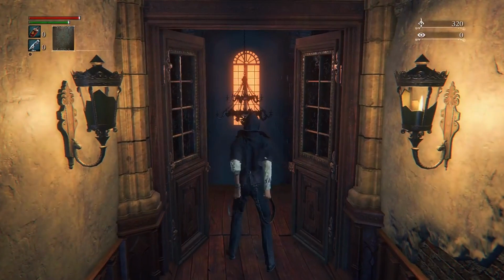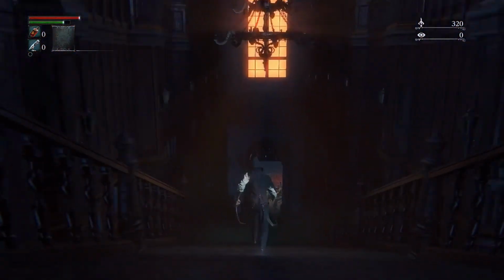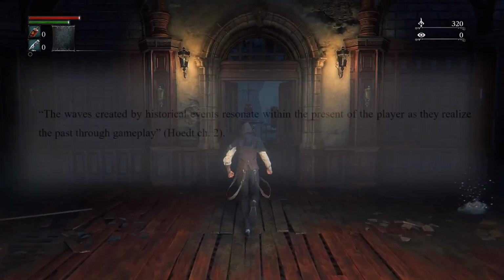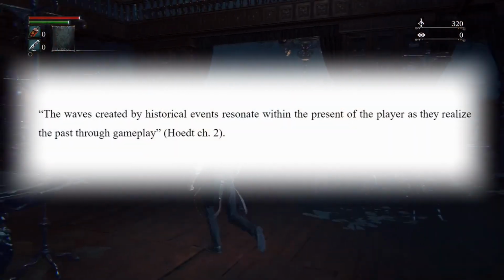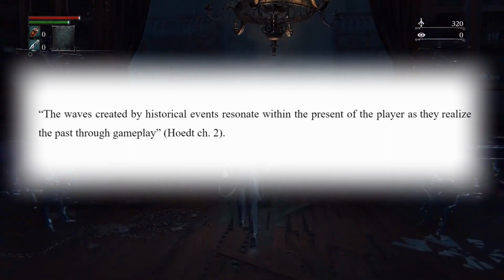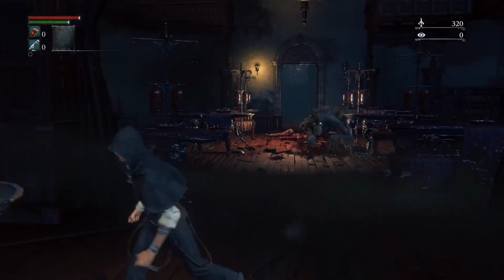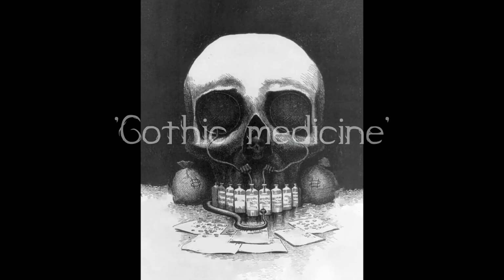Hood argues that the presented game world of Yharnam is the archetypal Gothic setting, built on the remnants of its past. The waves created by historical events resonate within the present of the player as they realize the past through gameplay. Another aspect of this tradition in Bloodborne is what Hood calls Gothic medicine.